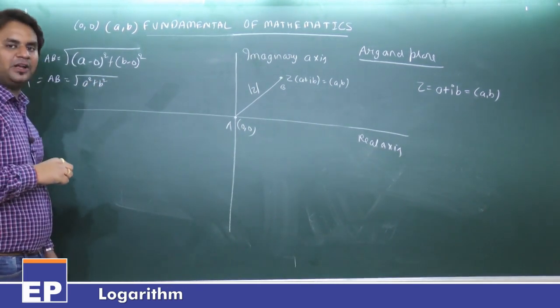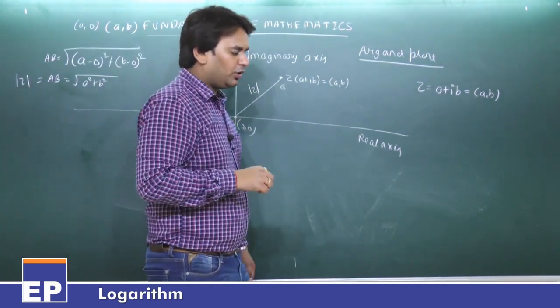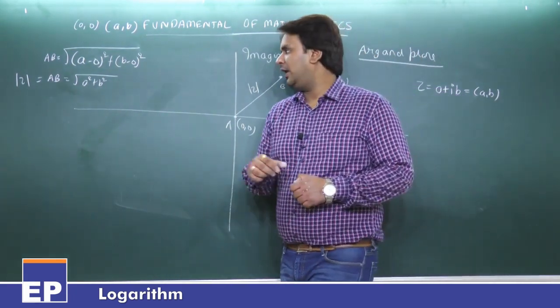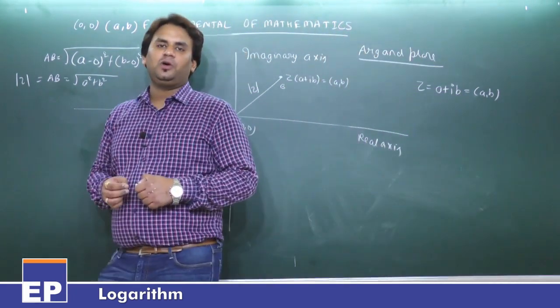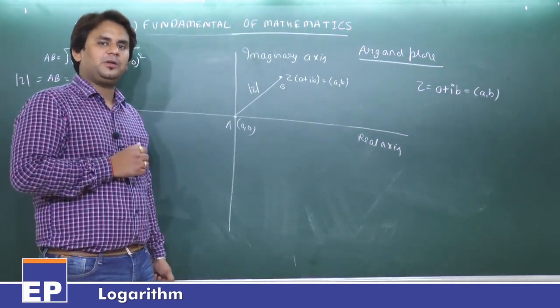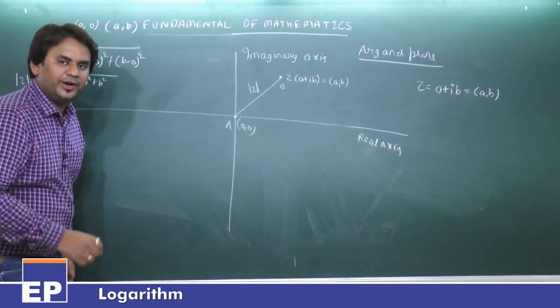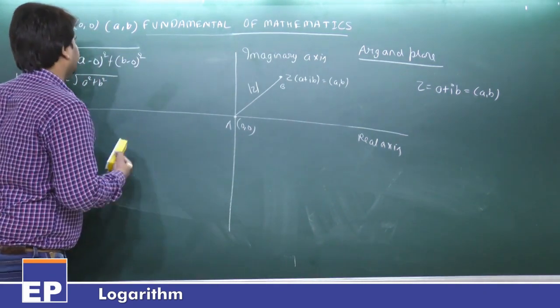So this is the geometric meaning of the modulus of z. The modulus of z was the distance of the complex number from the origin, and it is the square root of a square plus b square. So this was the geometric meaning of modulus. Now I will tell you the geometric meaning of the conjugate of z. Okay, note it down.